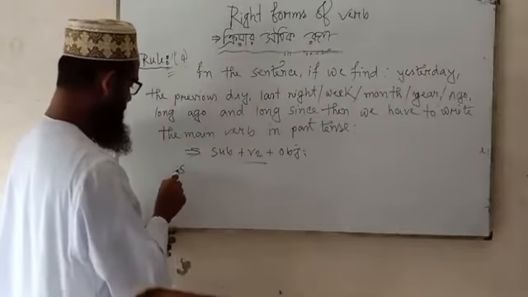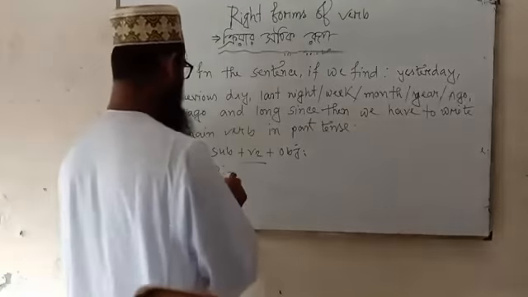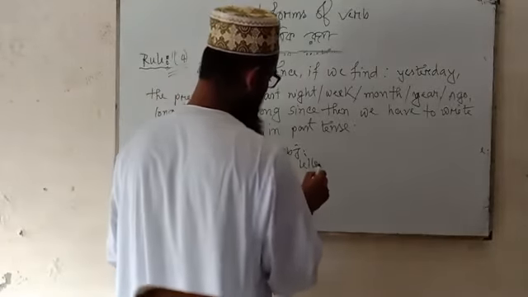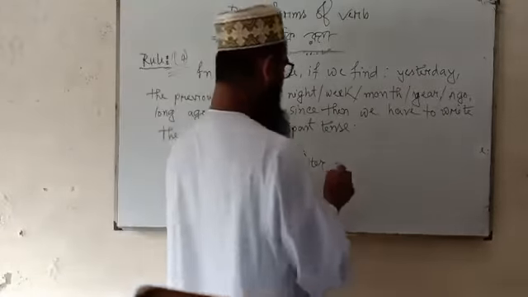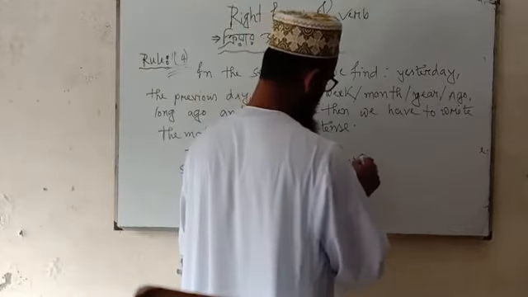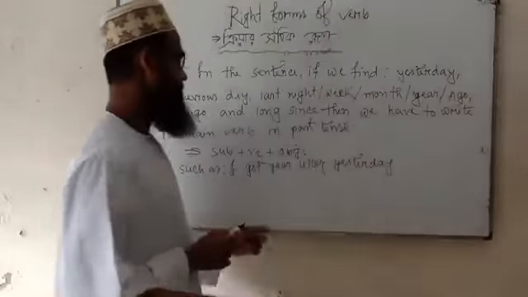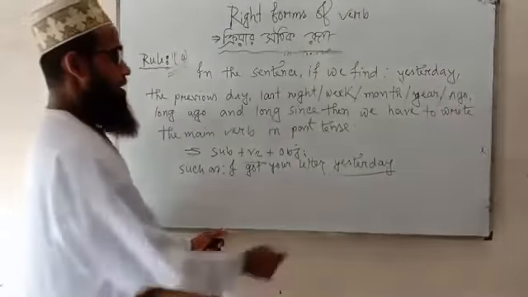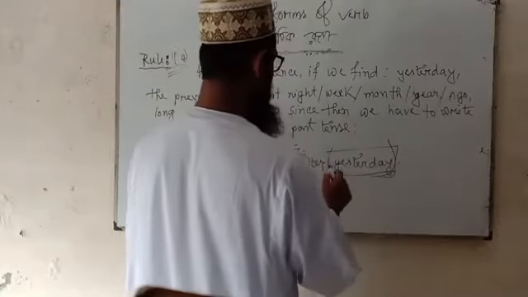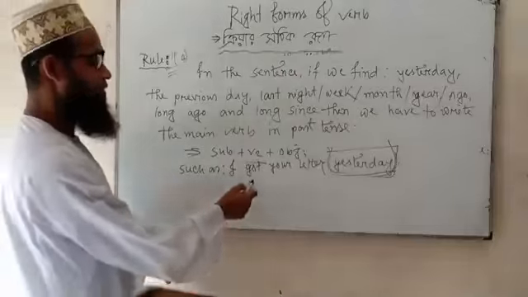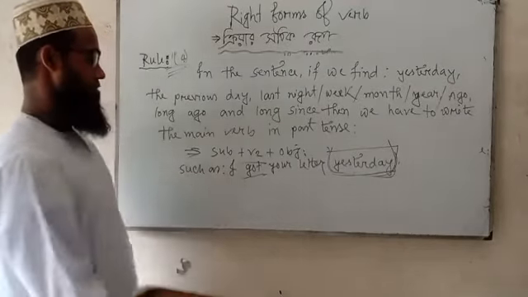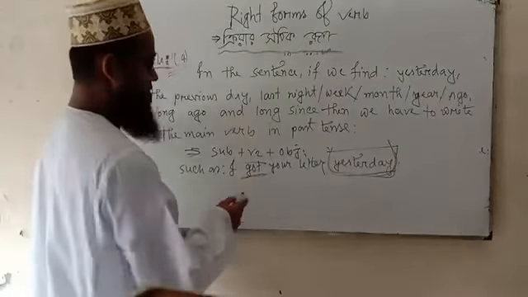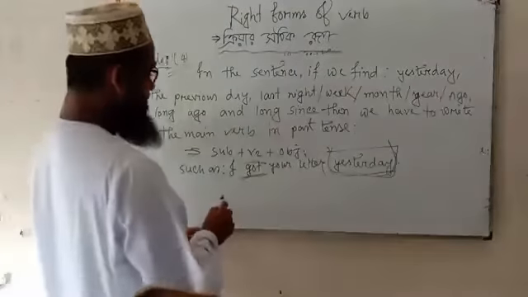Such as, I got your letter yesterday. In this sentence, we find yesterday, and yesterday indicates a past event. For this reason, I have used got in this sentence. That means our main verb has been written in past indefinite tense. That means past tense. Okay, next example.